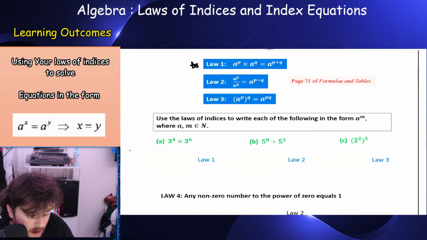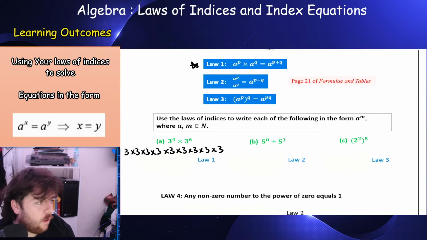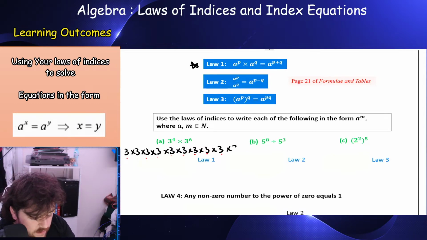So 3 to the power of 4 equals 3 times 3 times 3 times 3. And then I'm multiplying that by 3 to the power of 6, which is 3 times 3 times 3 times 3 times 3. Ooh, mouthful, right? But look here, how many times am I multiplying 3 by itself now? I'm multiplying it by 1, 2, 3, 4, 5, 6, 7, 8, 9. Missed one. 10. I'm multiplying it by itself 10 times.